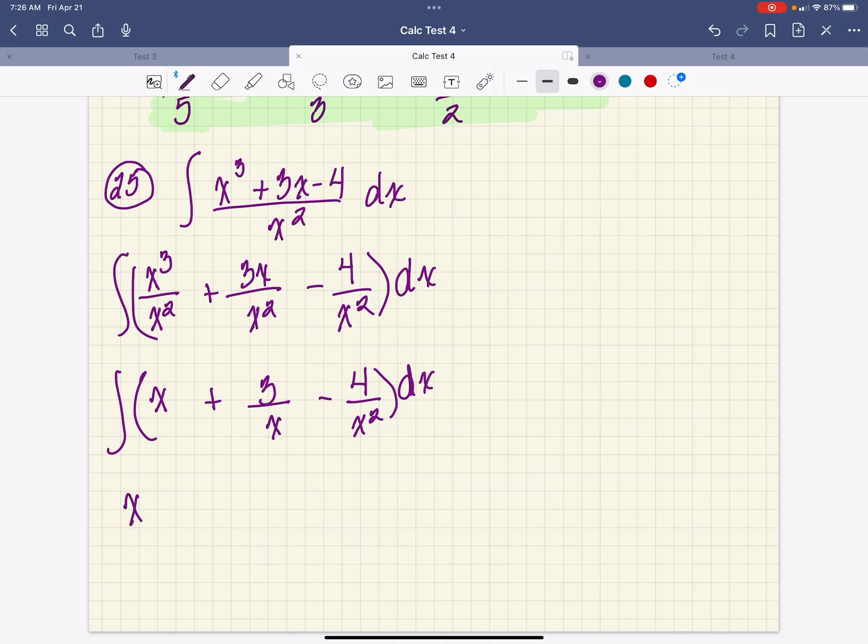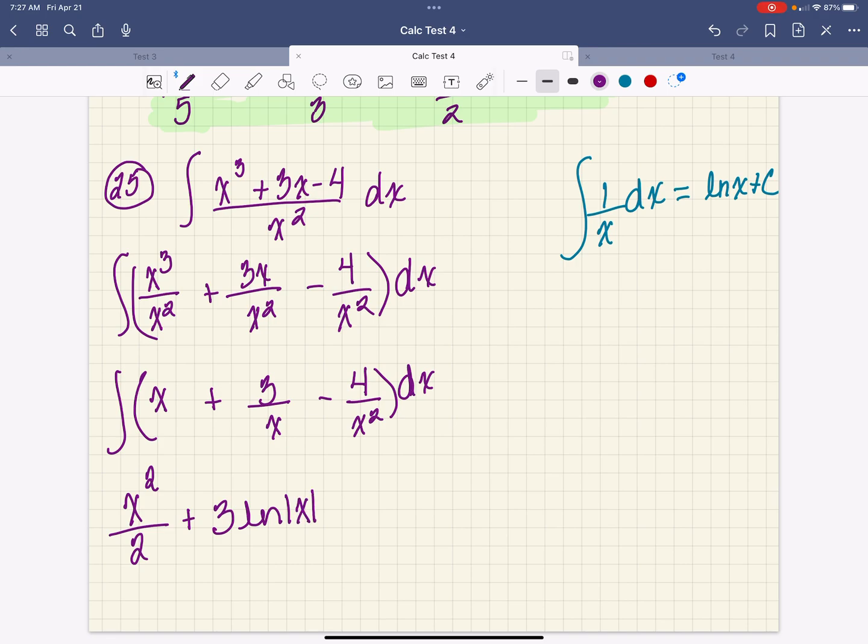So I have x squared over 2. Okay, this is going to be plus 3 times the natural log of x. So remember, 1 over x dx is the natural log of x. Okay, so this is going to be 3 times the natural log of x. Don't forget those absolute value signs right there.